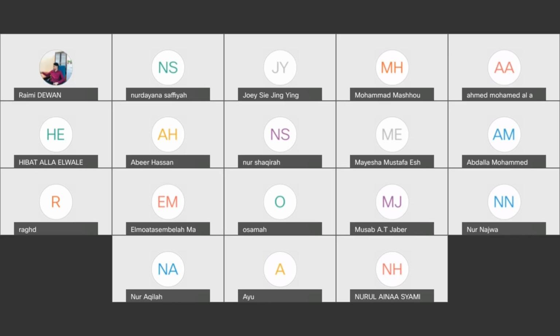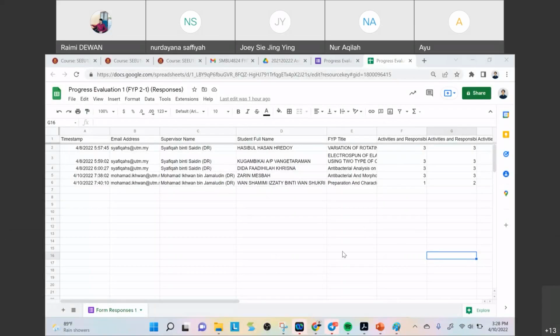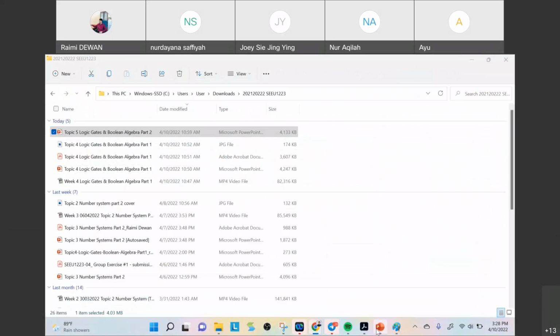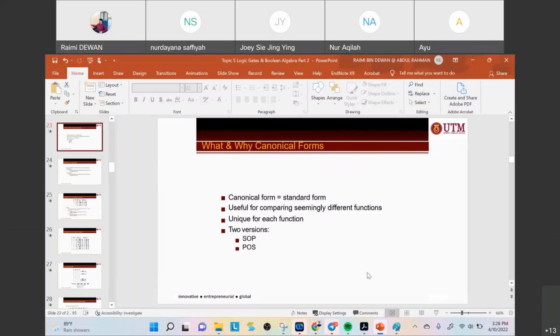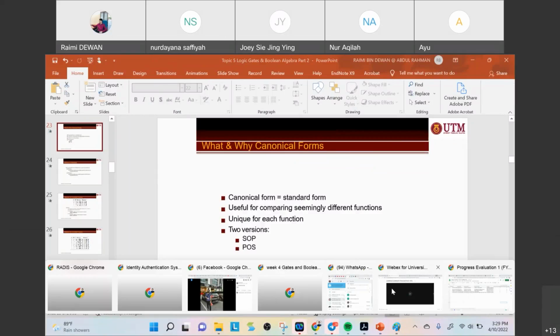So we continue. Okay, where is it? Now we go to what and why canonical form. This one has been touched on in my previous lecture. Let me see whether I have it.